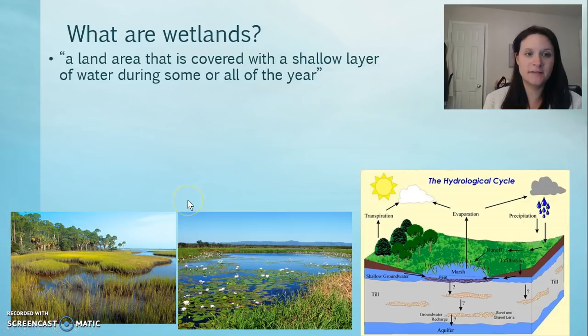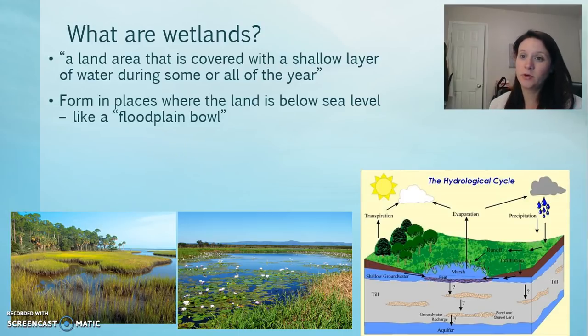So really they're classified in your book definition as any land area that is covered with a shallow layer of water during some or all of the year. So it really needs to have that continual source of water to have it always be underwater or to be recharging it throughout the year.